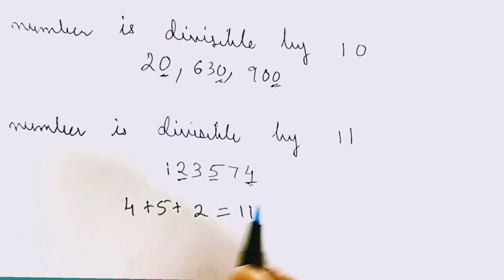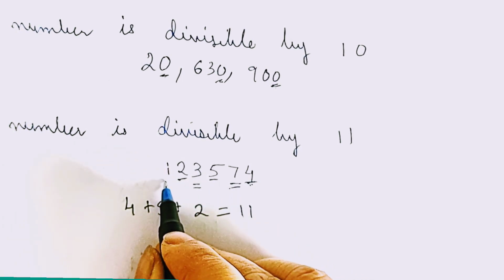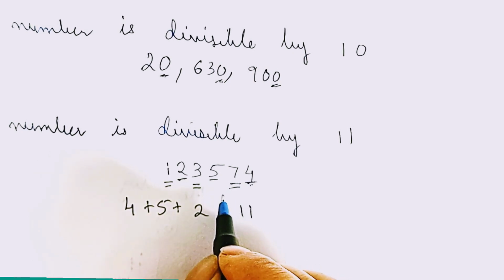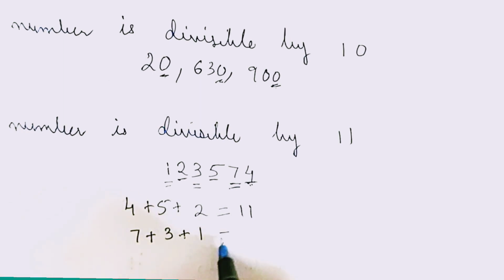This is the odd place. Now you have to take the even ones: 7, 3 and 1. I am talking about the position, not the number. So it is 7 plus 3 plus 1. What is the answer? 11.